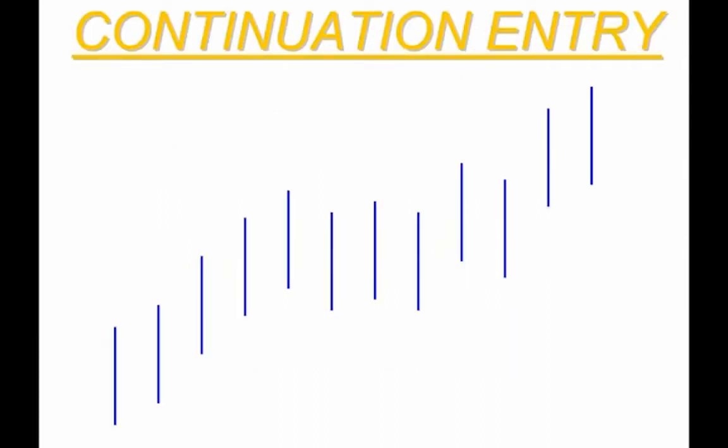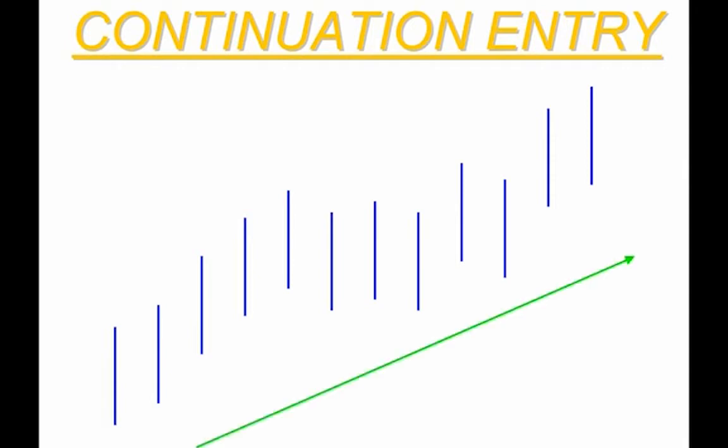The first one is a continuation entry. Now, this means that you have a strong trend in place already established, and you're the type of trader that doesn't care if you buy high and sell higher. You just want to ride this thing as long as it keeps going in your desired direction. So a continuation entry just wants you to get in as it goes higher along this uptrend.